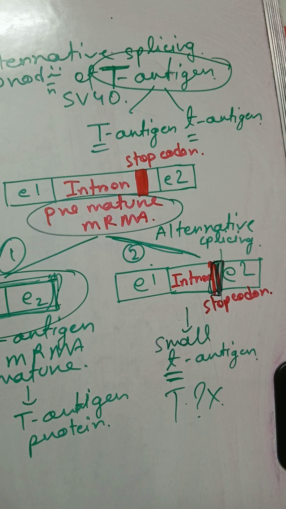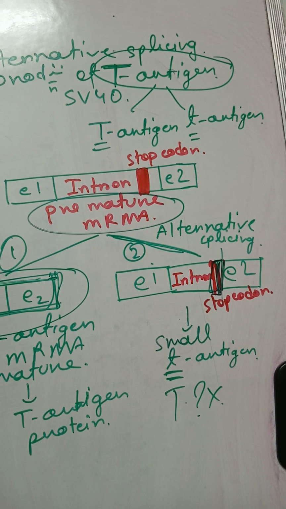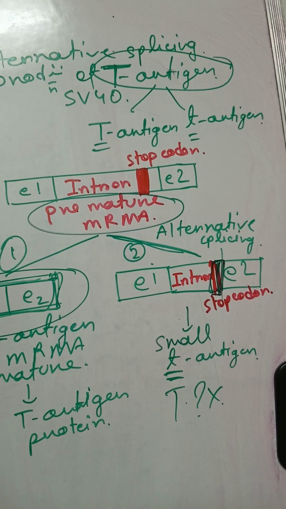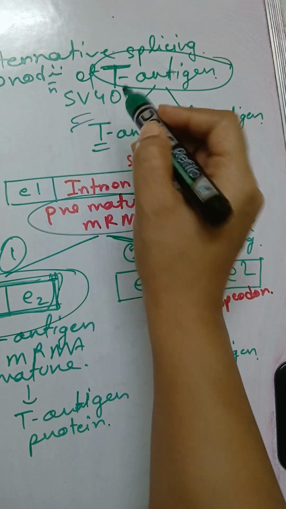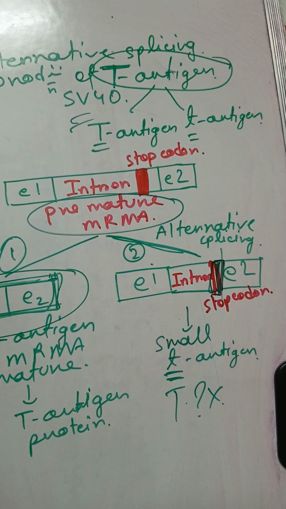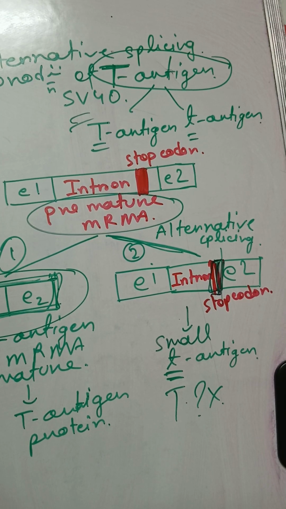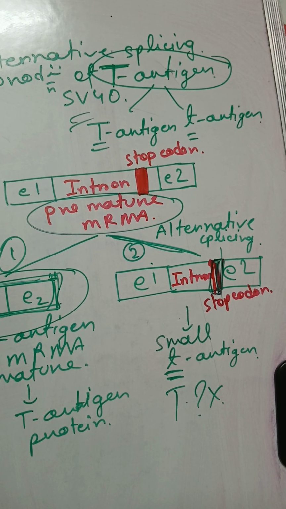Okay, clear? So in this way, alternative splicing takes place in mammals whenever SV40 infection arises, and this is a perfect example of alternative splicing. Hope I could make you guys understand.